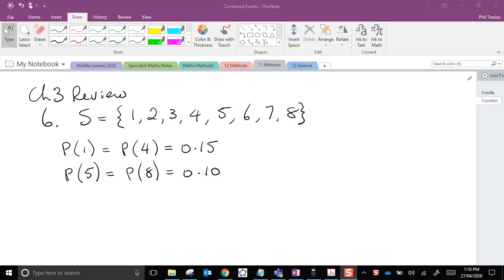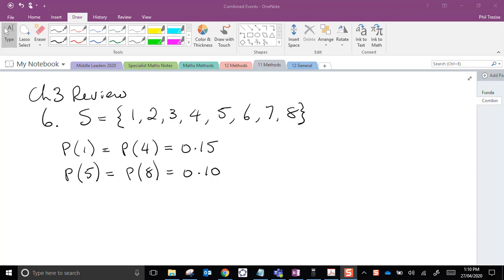Hi everyone, this is a quick demonstration of Chapter 3 Review, question number 6. This is the one about the octahedral die. So there must be 8 faces or 8 numbers. My sample space would have the outcomes 1 to 8. And this is not your regular sort of die where everything has an equal chance of occurring. They said in the question that it's a weighted die.